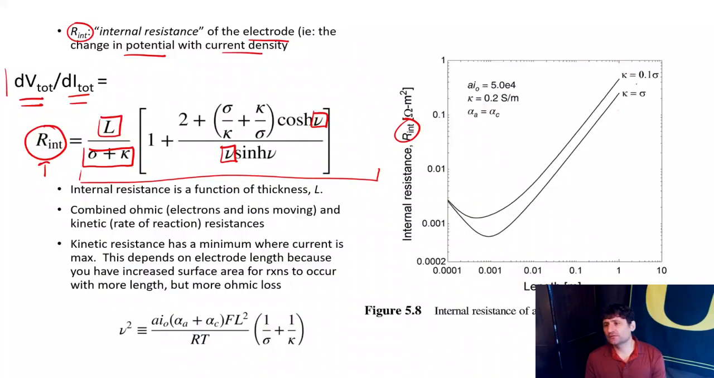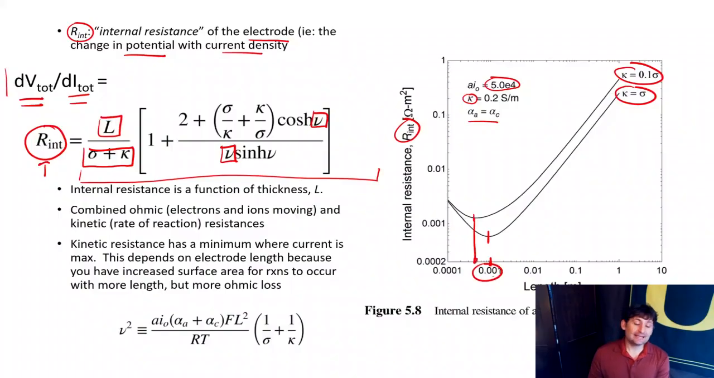And so these are curves for different ratios of kappa to sigma, and a given exchange current density, given kappa, alpha parameter, and you could do this calculation and estimate the thickness of the electrode you want, right? The thickness of the electrode you want to get the optimal, the lowest internal resistance, therefore the maximum current for the electrochemical process you want to do.